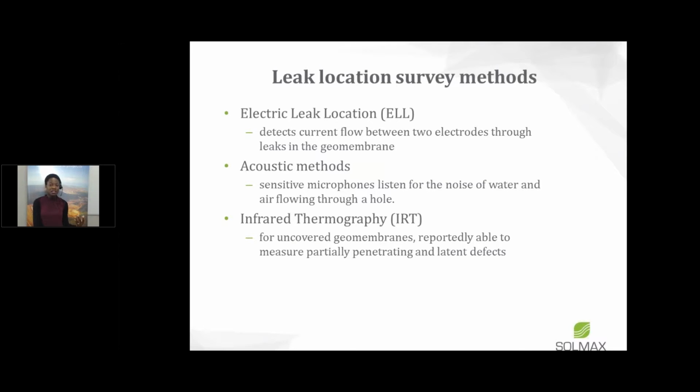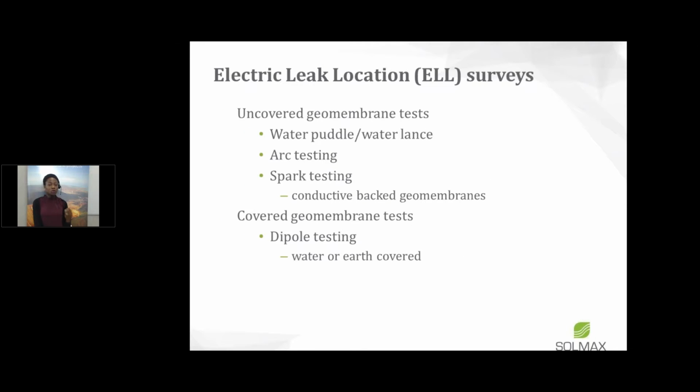So electric leak location is the major one that's out there, and there are two kinds. The ones performed on the geomembrane when it's still bare are the water puddle method, which is also known as the water lance method. The only difference is the flow of water or the volume of water used. There's an arc testing method. There's a spark testing method, which is performed on a conductive backed membrane.